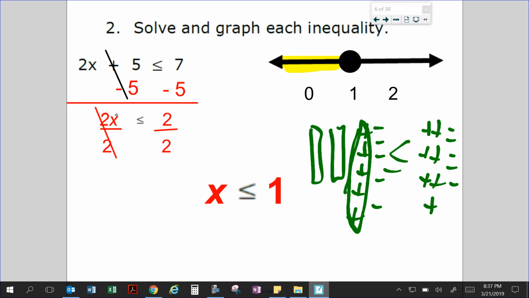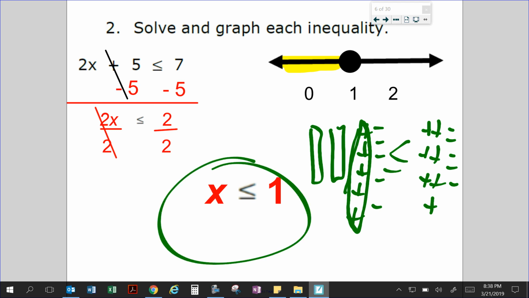Cancel. So I'm left with 2x is less than or equal to 2. Then I divide both sides by 2, because the inverse to undo multiplication is to divide. And that's why x is less than or equal to 1. Now it says you need to graph it. This means equal to, closed dot. This symbol means less than. Which numbers are less than or equal to 1? 0. That's why I shaded it to the left side.